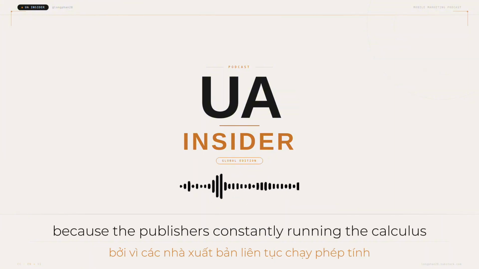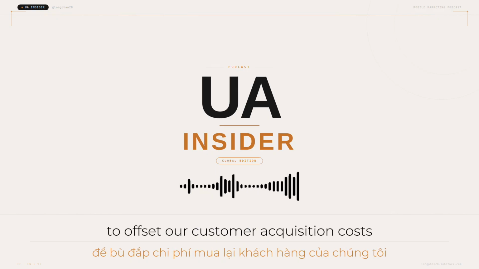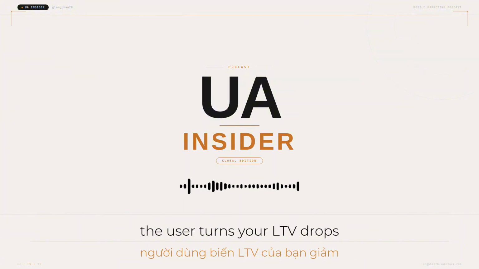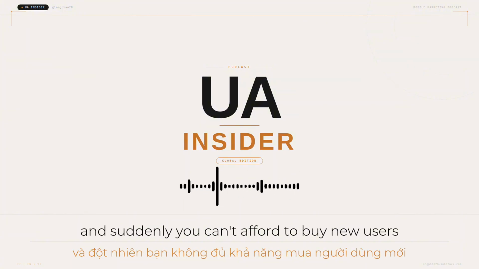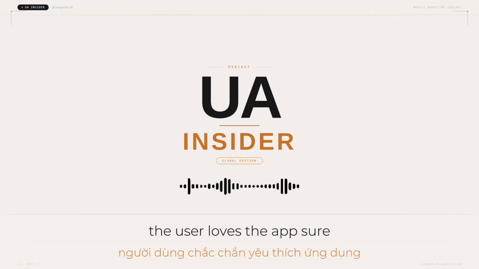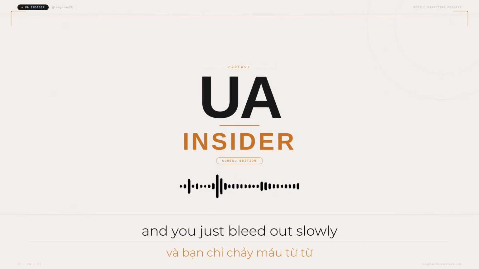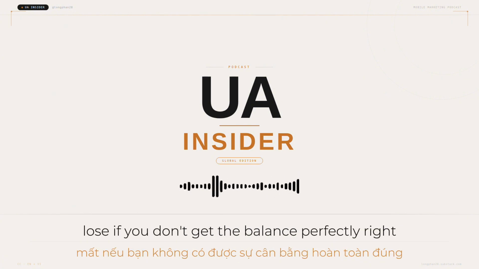The publisher is constantly running the calculus. Like, how do we extract the maximum LTV to offset our customer acquisition costs? And if you push too hard on monetization, the user churns, your LTV drops, and suddenly you can't afford to buy new users. Exactly. But if you don't push hard enough, the user loves the app, sure, but your LTV is too low to sustain the ad spend, and you just bleed out slowly. It's a lose-lose if you don't get the balance perfectly right.